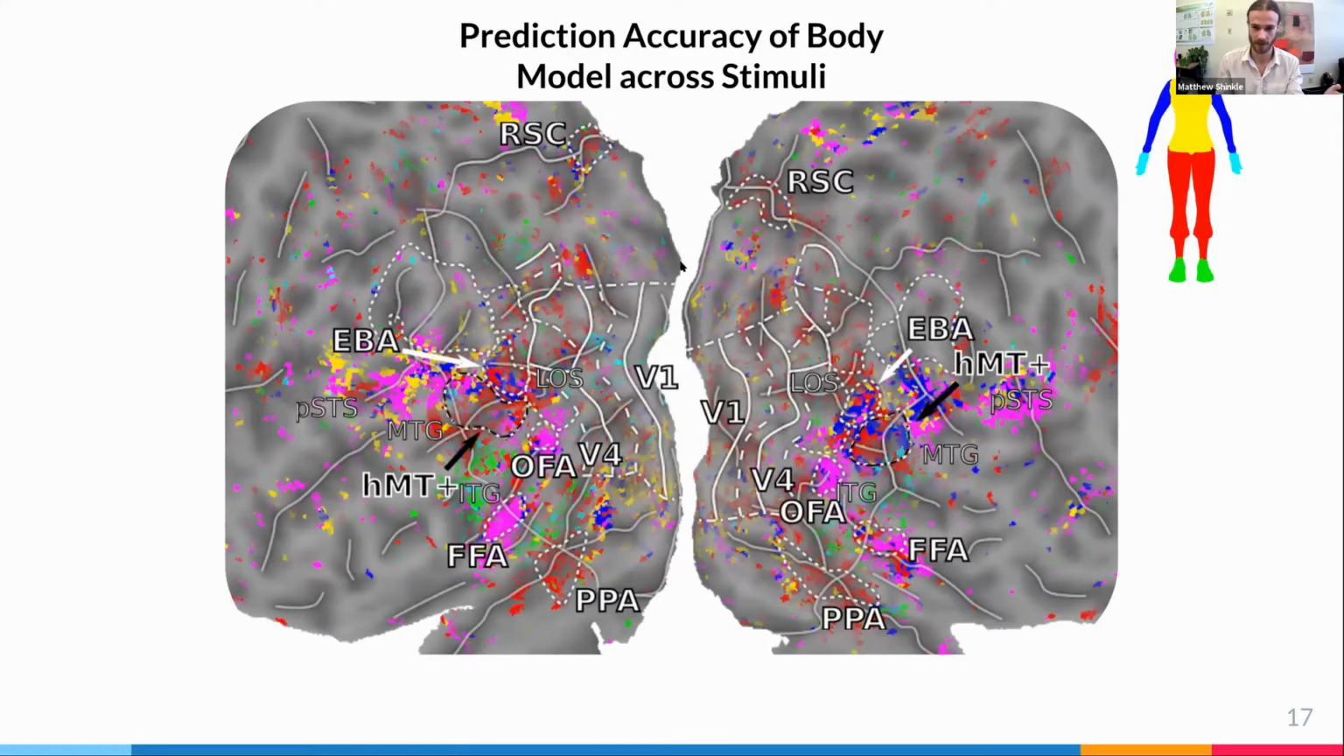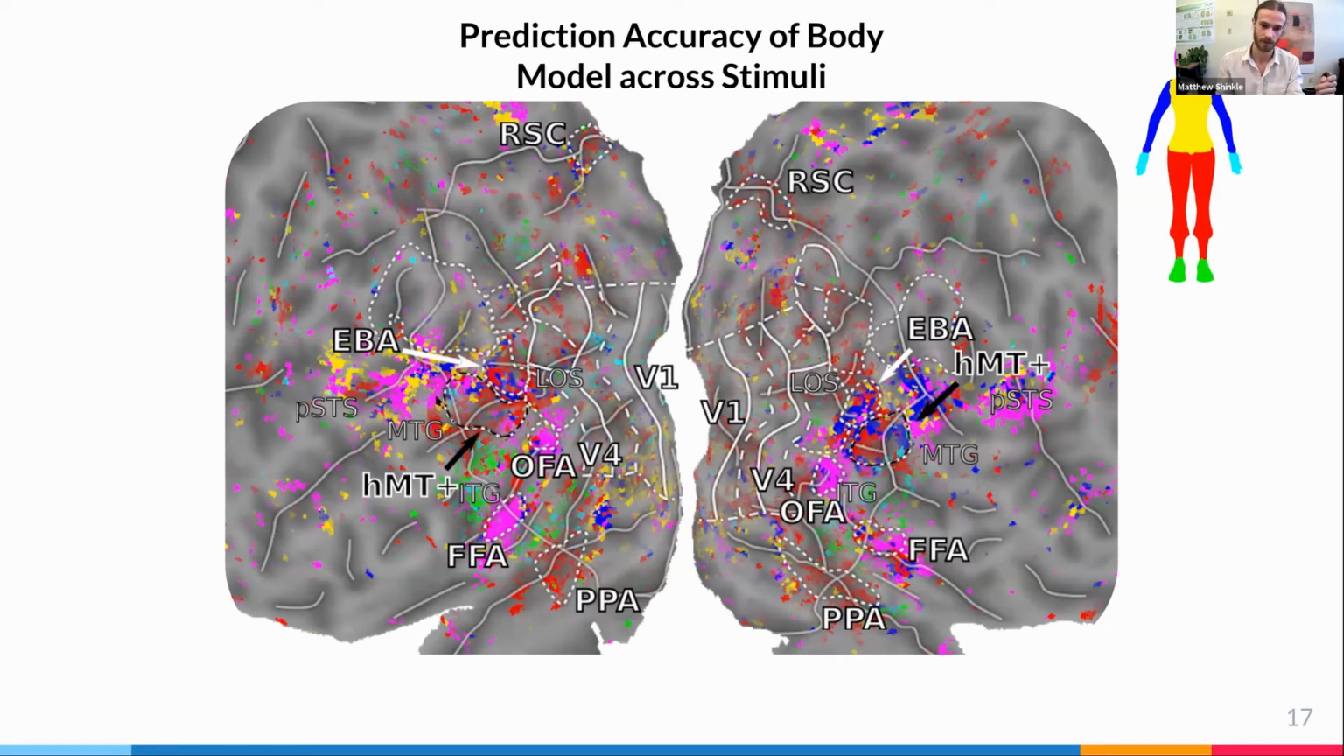That's what we have visualized here, where different colors correspond to different tuning to specific body parts more than other body parts. And so if we look at FFA and OFA, it's almost entirely pink, suggesting that almost all voxels in these regions are more selective to faces than other body parts. And if we look at this region around hMT, we see a mix of selectivity to a bunch of different body parts, but we can extract some general trends from this. Notably, if we look along the dorsal border, we tend to see a lot of selectivity to feet and some selectivity to legs in red and to arms in dark blue.